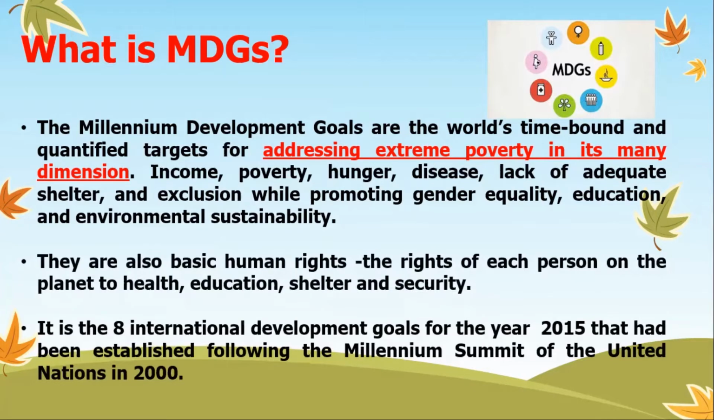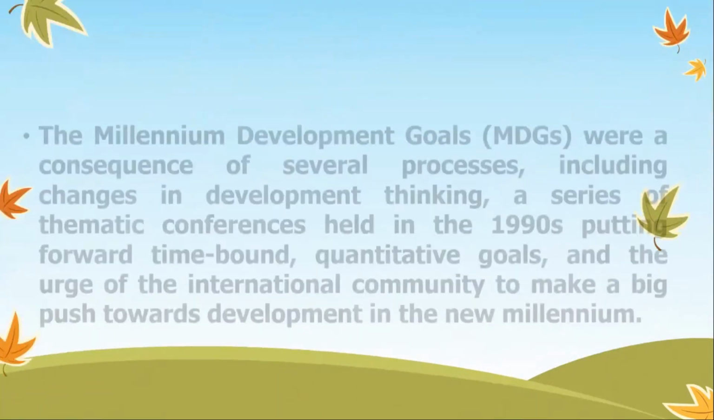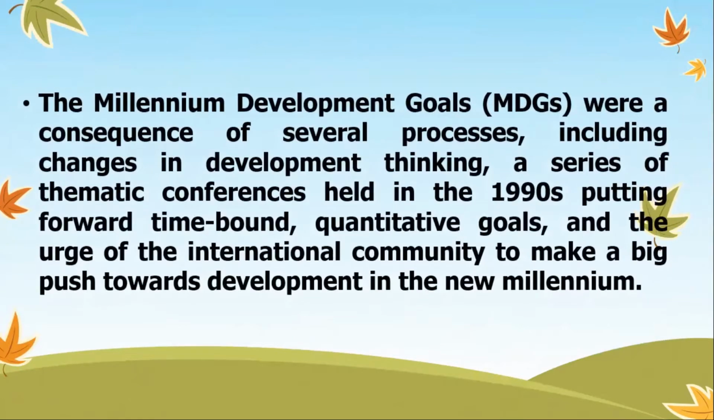So the MDGs are the 8 international development goals for the year 2015 that were established following the Millennium Summit of the United Nations in the year 2000. So the MDGs are mainly the 8 goals with their targets and indicators. The Millennium Development Goals were a consequence of several processes, including changes in development thinking, a series of thematic conferences held in the 1990s putting forward time-bound quantitative goals, and the urge of the international community to make a big push towards development in the new millennium. So it is the goal that prepares each country for its millennium development so that we will have the world that we really want, where no one is left behind.